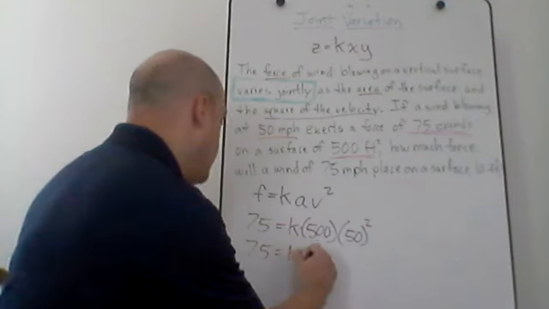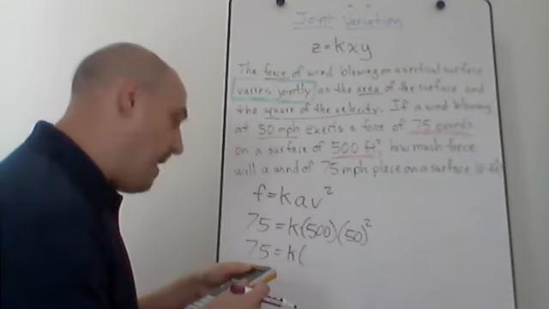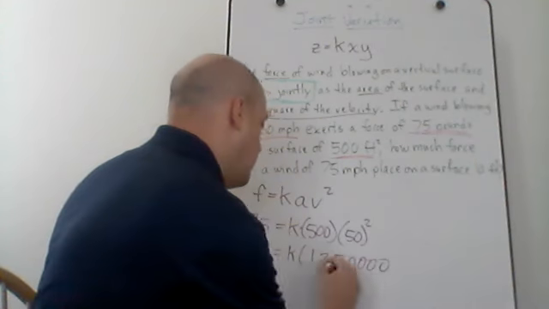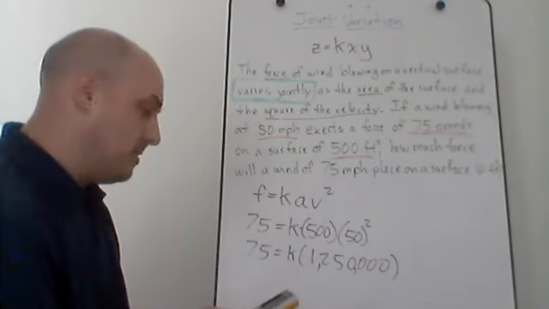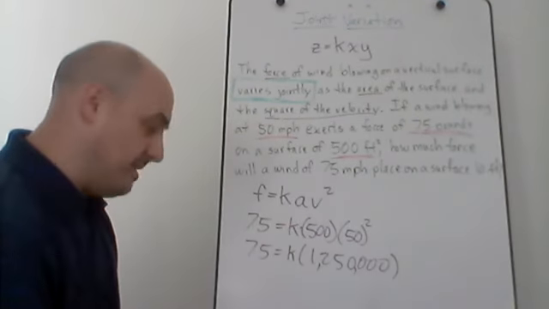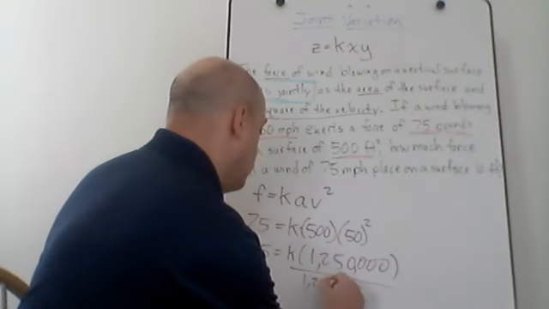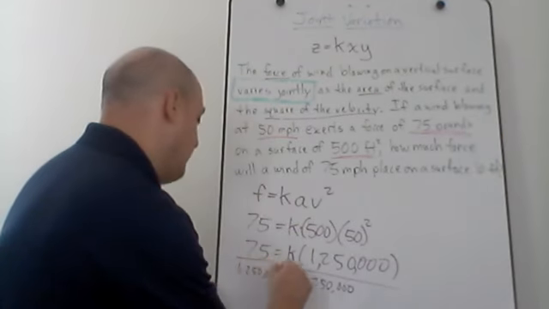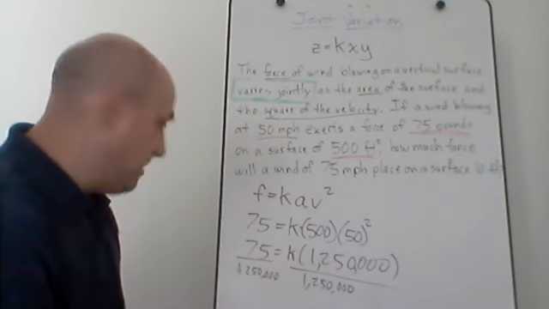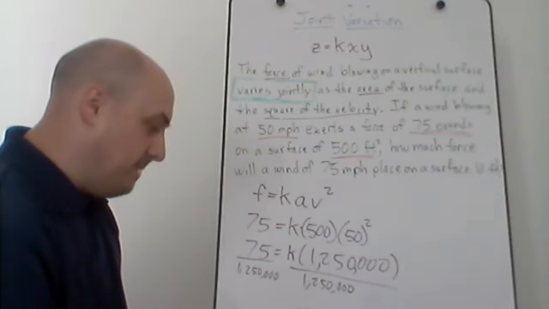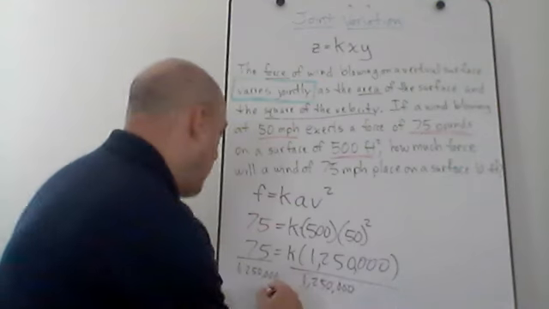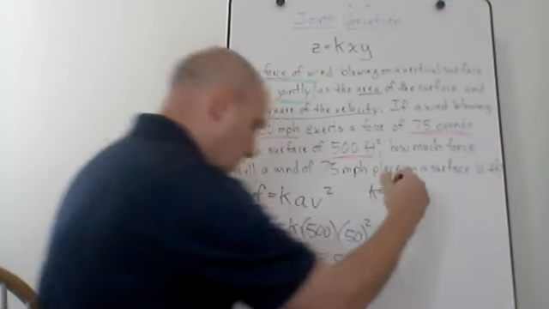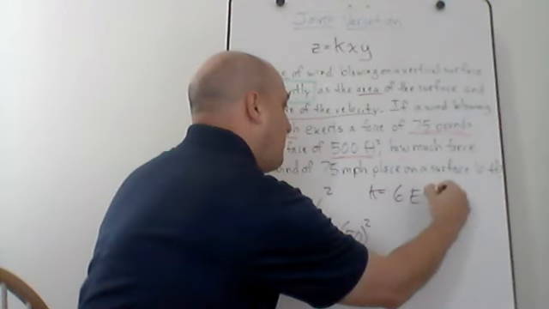So 75 equals K times 125, and then 4 zeros. So that is 1,250,000. So 75 equals K times 1,250,000. And then I divide both sides by 1,250,000, and I'm going to end up with a really small number here. When I do 75 divided by more than a million, that's not going to come out very big. So 75 divided by that number gives me, my calculator says, and let me put this up here so you guys can all see it. So K equals 6E negative 5.